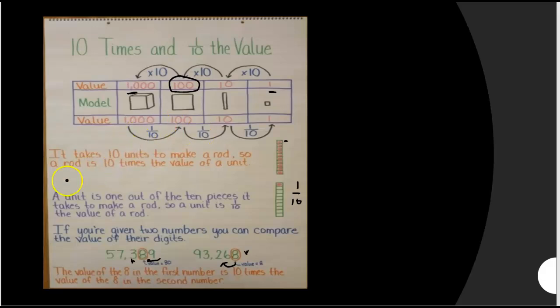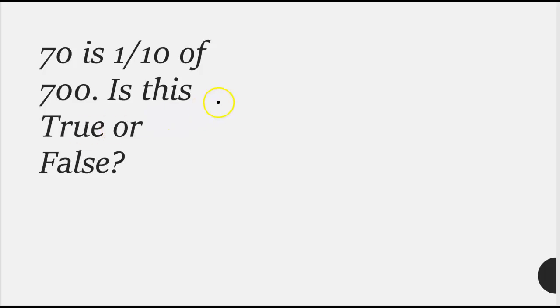Alright, so let's look at some examples and tell whether or not they're true or false, or answer our question. So the next slide says 70 is 1/10 of 700. Is it true or false? If I'm unsure, what I can do is I can draw a place value chart.